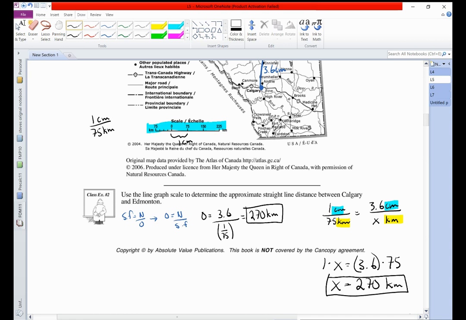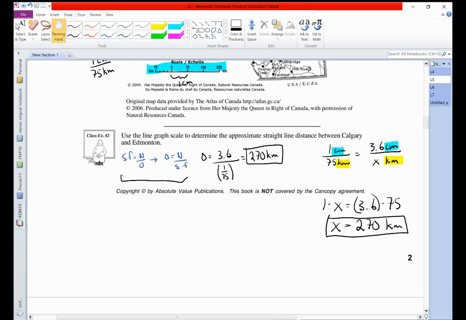Same thing. I know that proportional reasoning seems a little bit quicker and easier, but I think using the scale factor formula is going to be more applicable as we move forward.